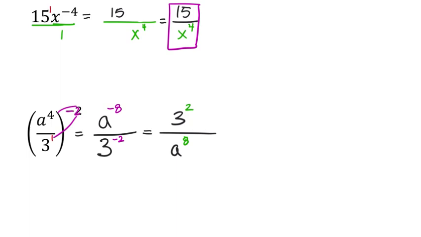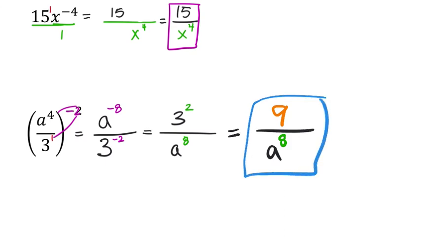And then finally here, of course, I've got a to the power of 8 on the bottom. Nothing I can do with that. But I do know 3 to the power of 2 is 3 times 3, which is 9. And so this is what we're looking for on that one.